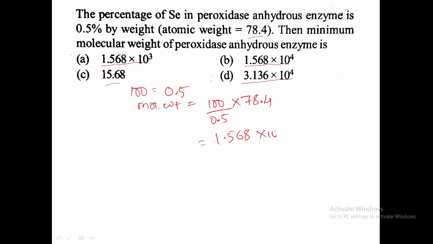1.568 into 10 raised to 4. Here 78.4 is the atomic weight of selenium in the peroxidase anhydrous enzyme. So what is the minimum? It is the molecular weight. So which option is right here? 1.568 into 10 raised to 4. Option B is the right answer.